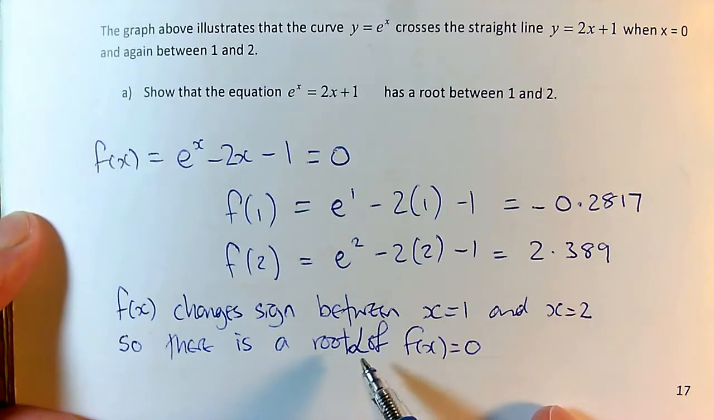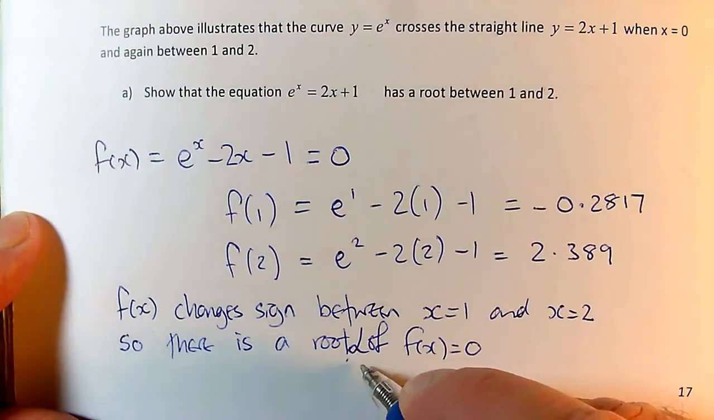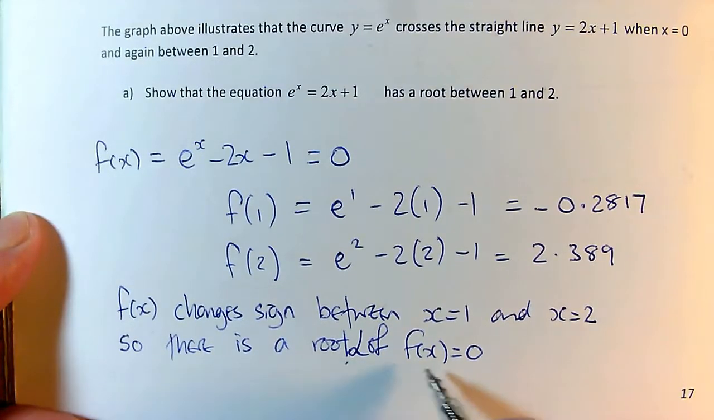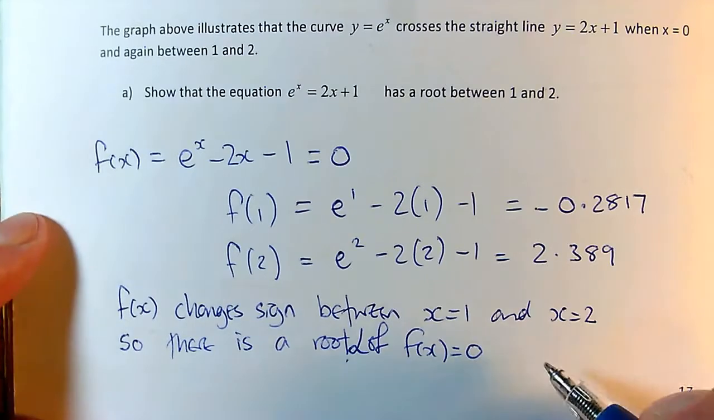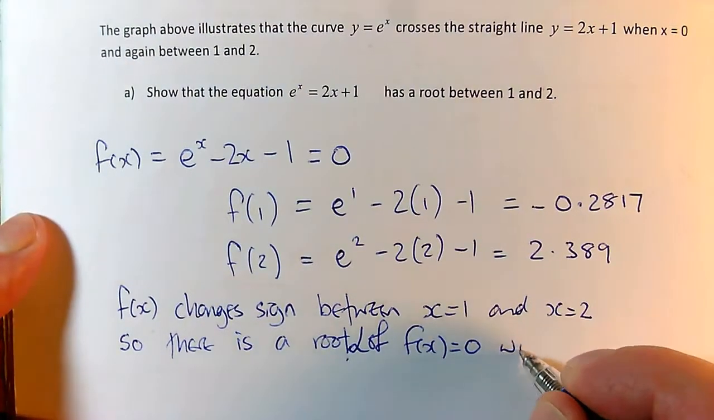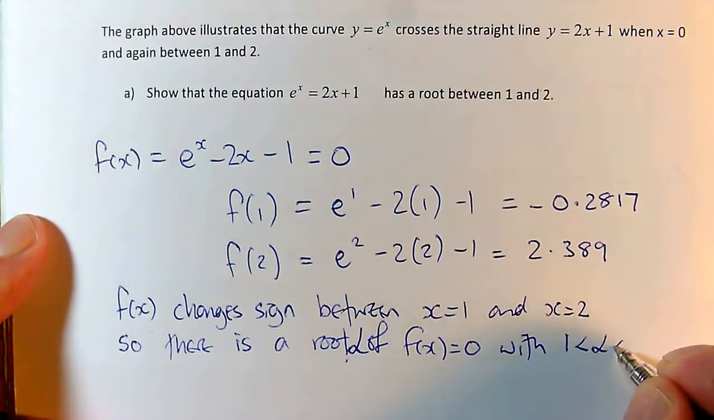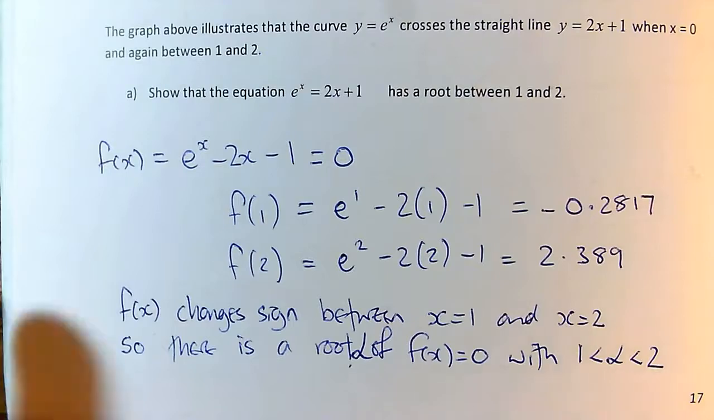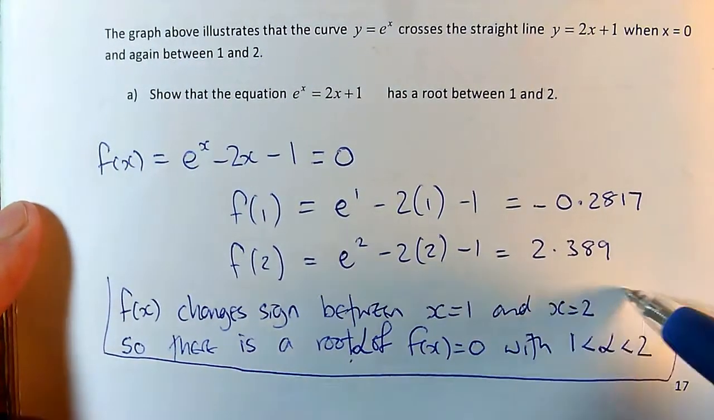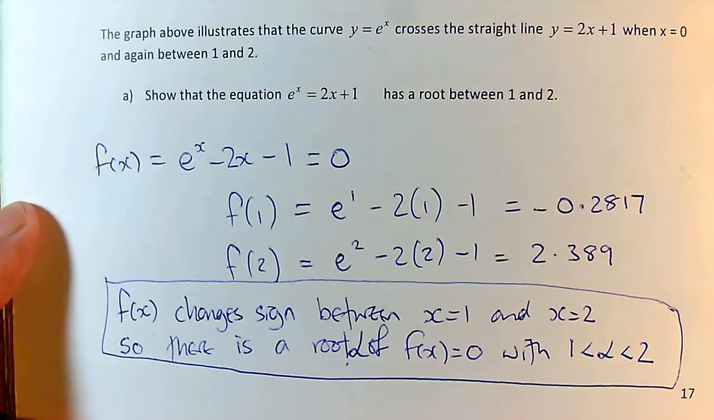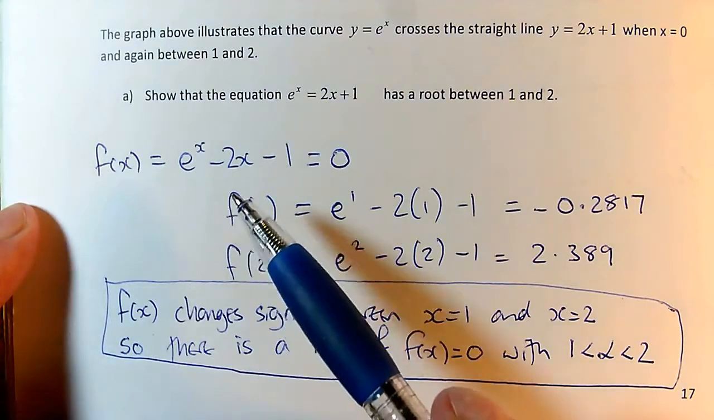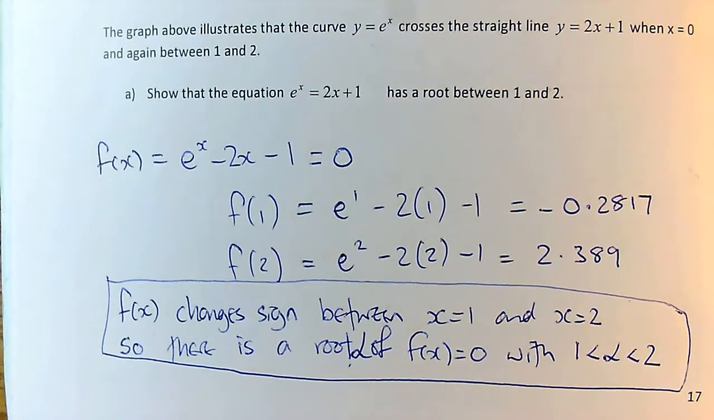Often they ask you to use alpha, so I've called it alpha. So there is a root alpha. Say what it's a root of. It's a root of the equation f of x equals naught. So there is a root alpha of f of x equals naught with this alpha has got to be between 1 and 2. So we say 1 is less than alpha is less than 2. So there's not a huge amount in this that you actually have to learn. If you want to add to the condition that f of x is continuous, it's a joined up graph, then that's really good because that's actually an important idea which they give you no credit for at all.